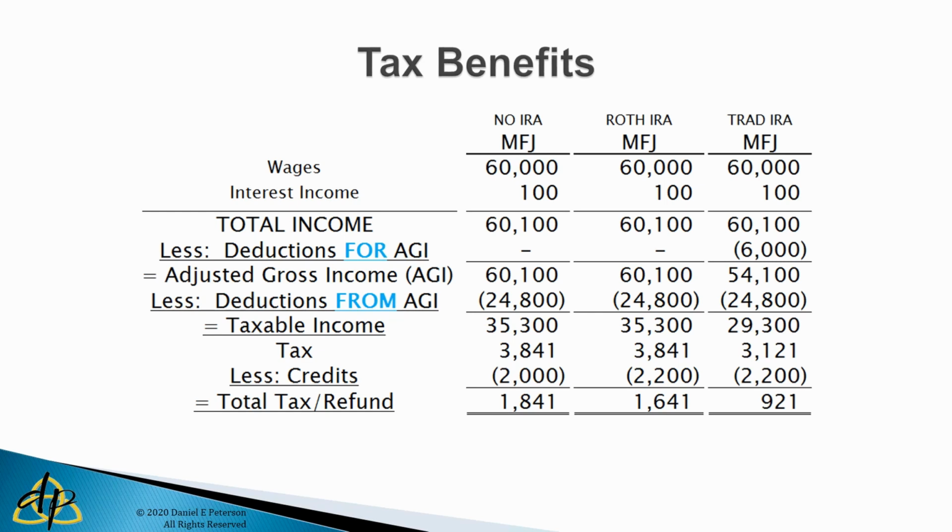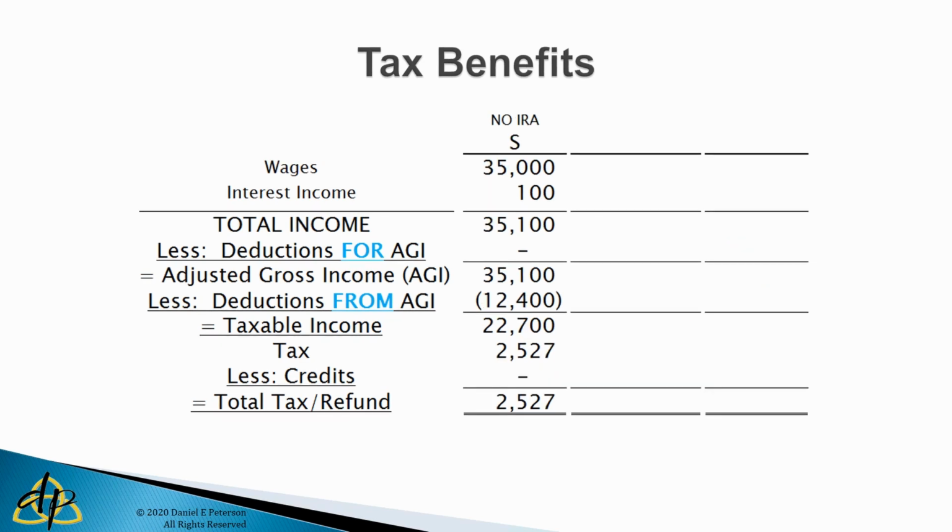Now, this couple can do more than $6,000. Their IRA contributions are $6,000 per person. So it's possible that this couple could make a $12,000 contribution to deductible IRAs and actually generate a refund.